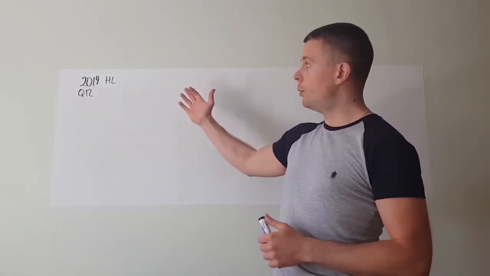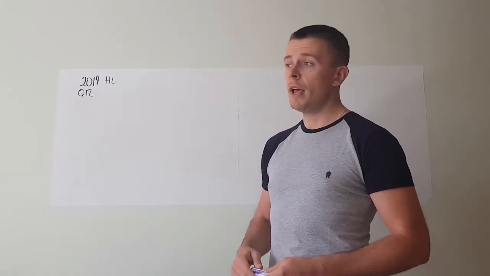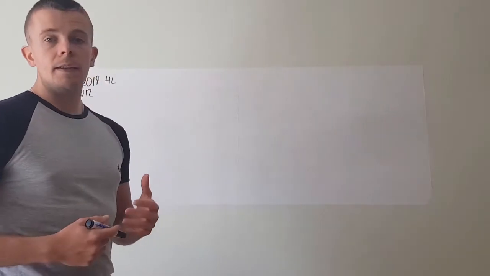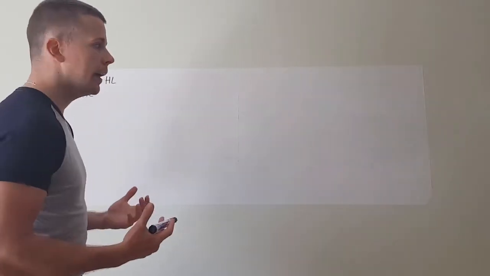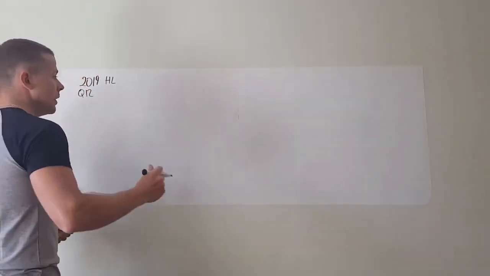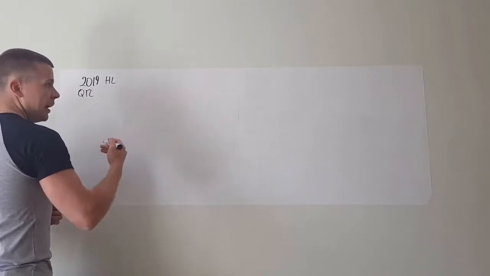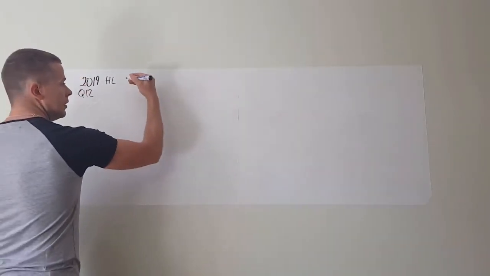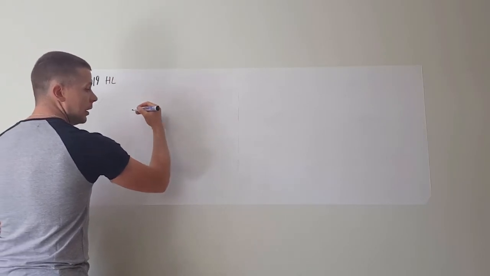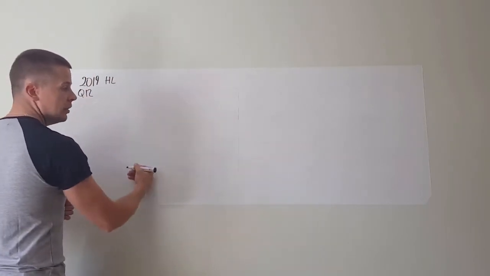So the first one that we're going to look at is from the 2019 paper, higher level question 12. And it was a proof. We had to prove that the exterior angle in a triangle is equal to the sum of the opposite two interior angles. So you first have to give a diagram, state what you're given, state what you have to prove, and then do the proof.